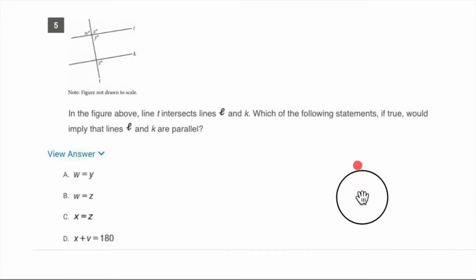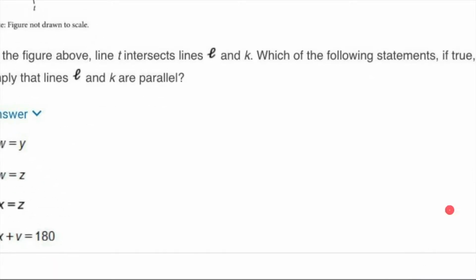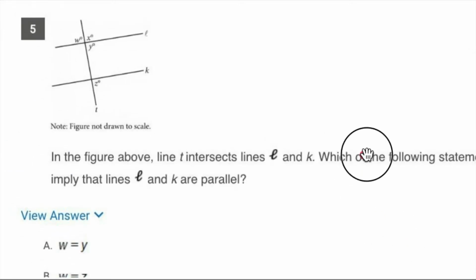Number 5. These are parallel lines, so you are using your geometry here. So it has this figure. It says, in the figure, line T, which is the transversal, intersects lines L and K. Which of the following statements, if true, would imply that lines L and K are parallel? So we have to look at the 2 lines that we're thinking are parallel. I think I can blow this up a little bit for you.